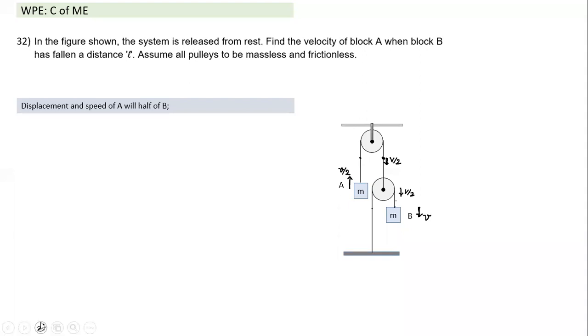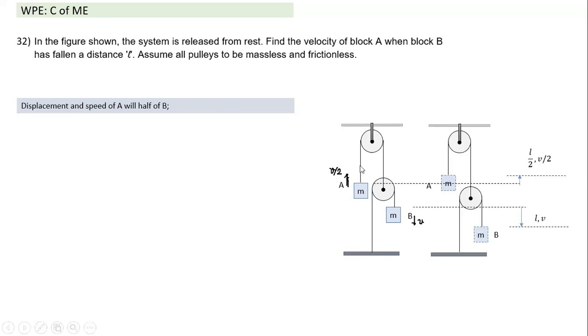So what is the first thing we have concluded? The displacement and speed of A is half of B. So if B has this displacement as well as speed, if I call this V, this will be V by 2. That's the first part we have concluded based on our constraint motion.